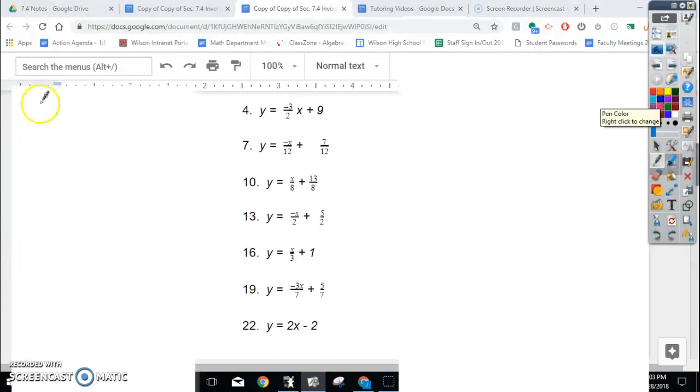So I'm going to switch x and y. I'm going to 3, 2. This will be y plus 9. So I'm going to move my 9 over, x minus 9.